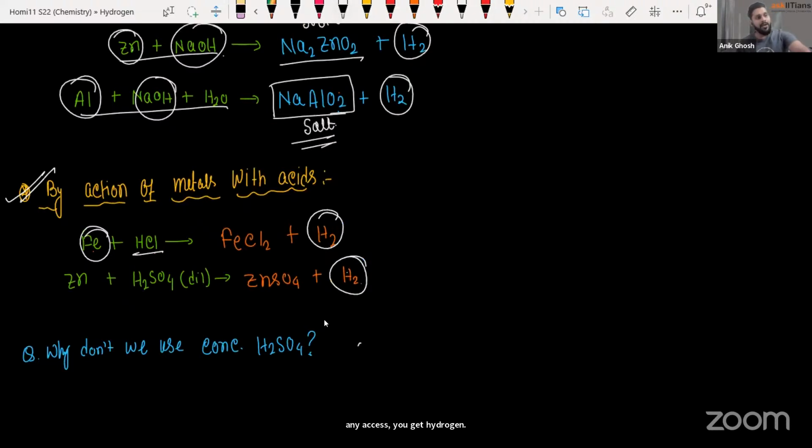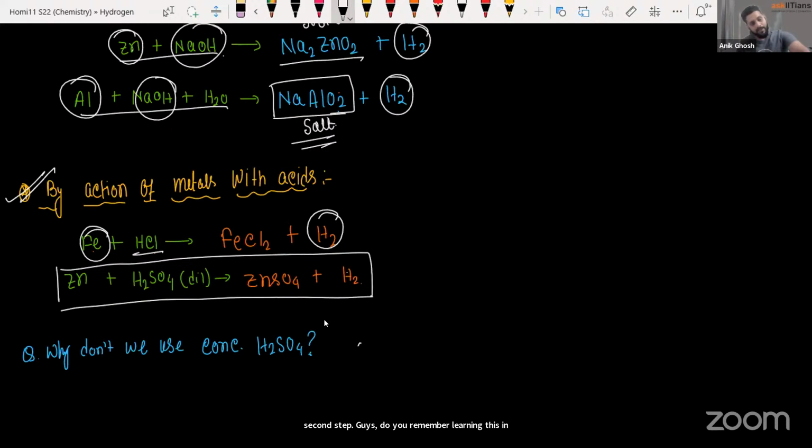Now, I would like you to focus on the second step. Guys, do you remember learning in grade 10 that this is one of the methods we used earlier for hydrogen gas preparation? So when zinc is reacted with dilute sulfuric acid in the Woulfe bottle, we get ZnSO4 and hydrogen gas. This is one of the reactions that also gives a high percentage of hydrogen as product.